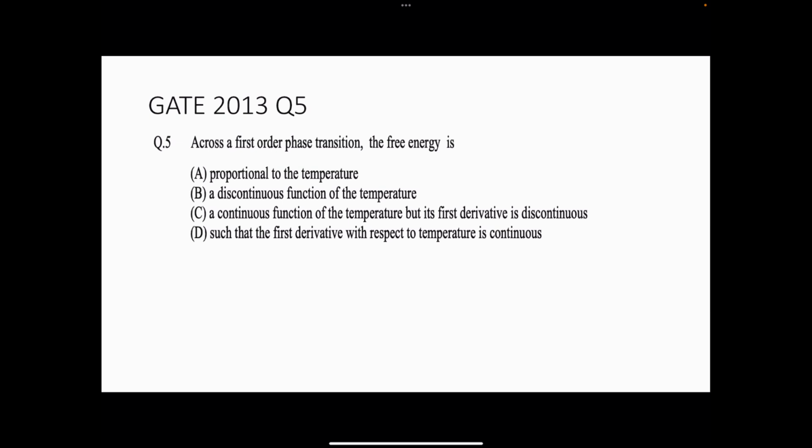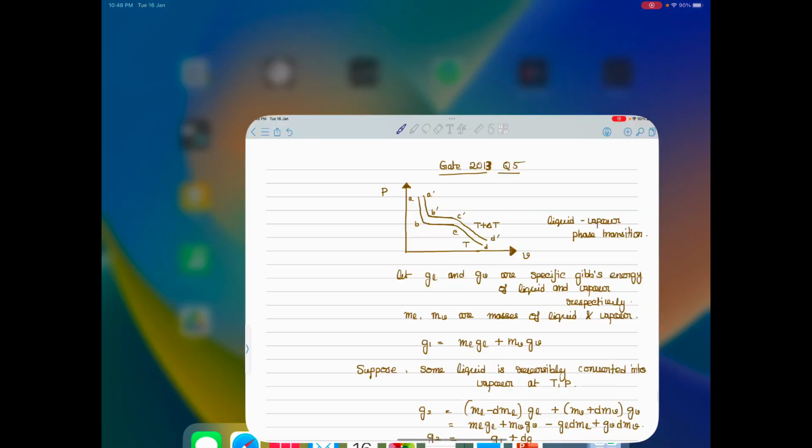Is it a discontinuous function of temperature, or is it a continuous function of temperature but its first derivative is discontinuous, such that the first derivative with respect to temperature is continuous? So these are the four options which are given. We need to understand what happens to the Gibbs free energy in the first order phase transition. So let's come to the solution.